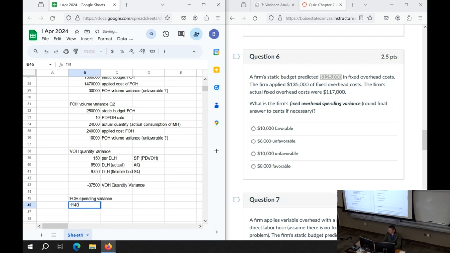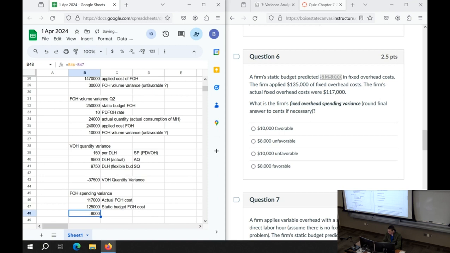We have 17,000 as our actual fixed overhead cost, and we have 125,000 as our static budget fixed overhead cost. So subtract those two away, and you end up with our fixed overhead spending variance of $8,000. It's negative, so it's a favorable variance.